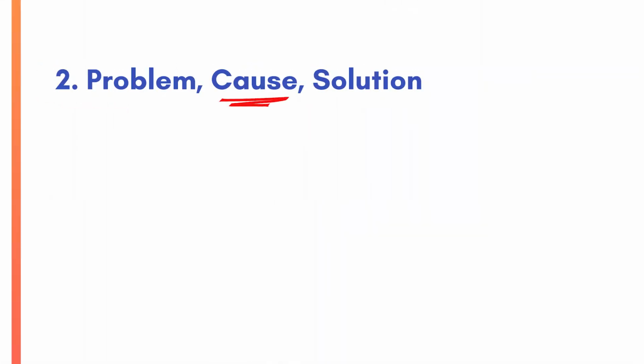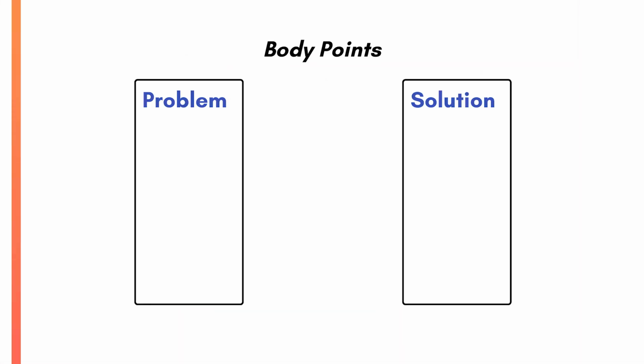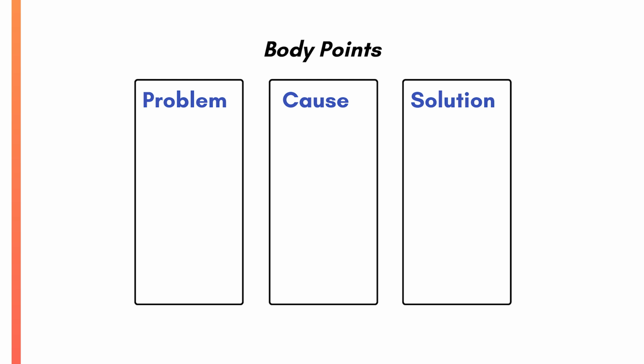The second variation is to use the problem cause solution main points. You can obviously still see that we're grounding this in the problem solution thinking, but here we're back to using 3 buckets by explaining the causes of that problem. This is essentially adding another layer to our discussion of the problem by explaining the drivers of that problem at a deeper, more detailed level.